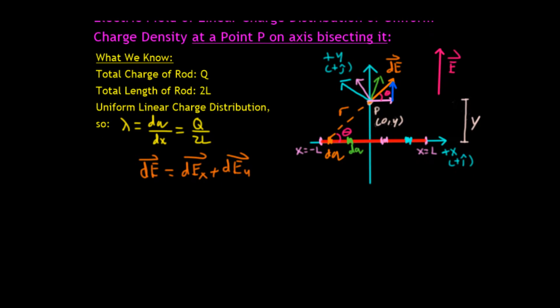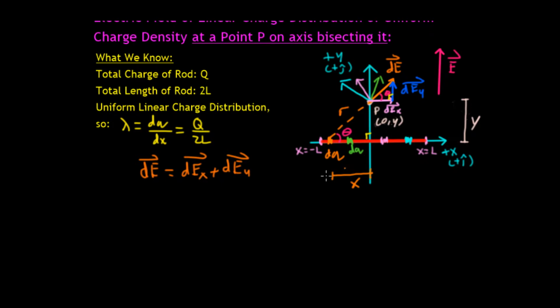So we want to keep in mind the triangles that we've got going. We've got a right triangle right here, a right triangle right here, and another one up here formed by the components of dE, dEx and dEy. And then we have the distance from our dq to the origin, which we just call x. So we've got two triangles going on: this one with side lengths of x, y, and r, and this triangle over here with side lengths being the vector components of dE, and then dE itself.